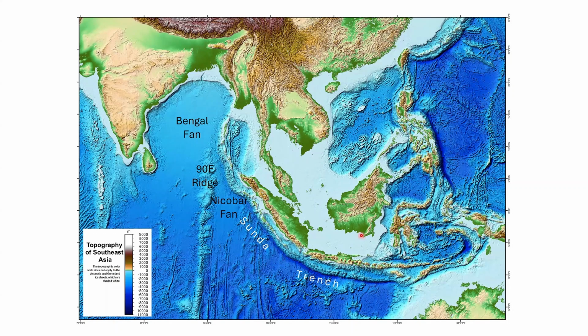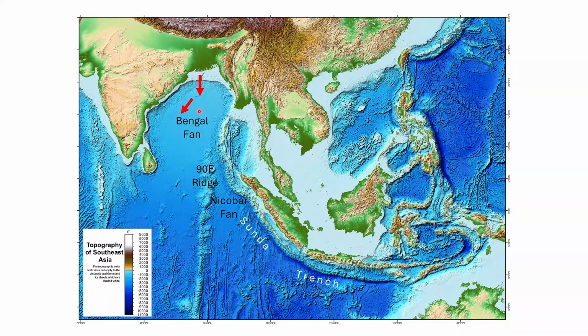So let's take a look again at our topographic features that we care about here in the Sunda Subduction Zone: Sunda Trench, the Nicobar Fan, the 90 East Ridge, and the Bengal Fan. So again, sediment for the last 30 million years or so has been coming down into the northern Indian Ocean. Part of it splits off and goes to the west, which we won't discuss any further today.